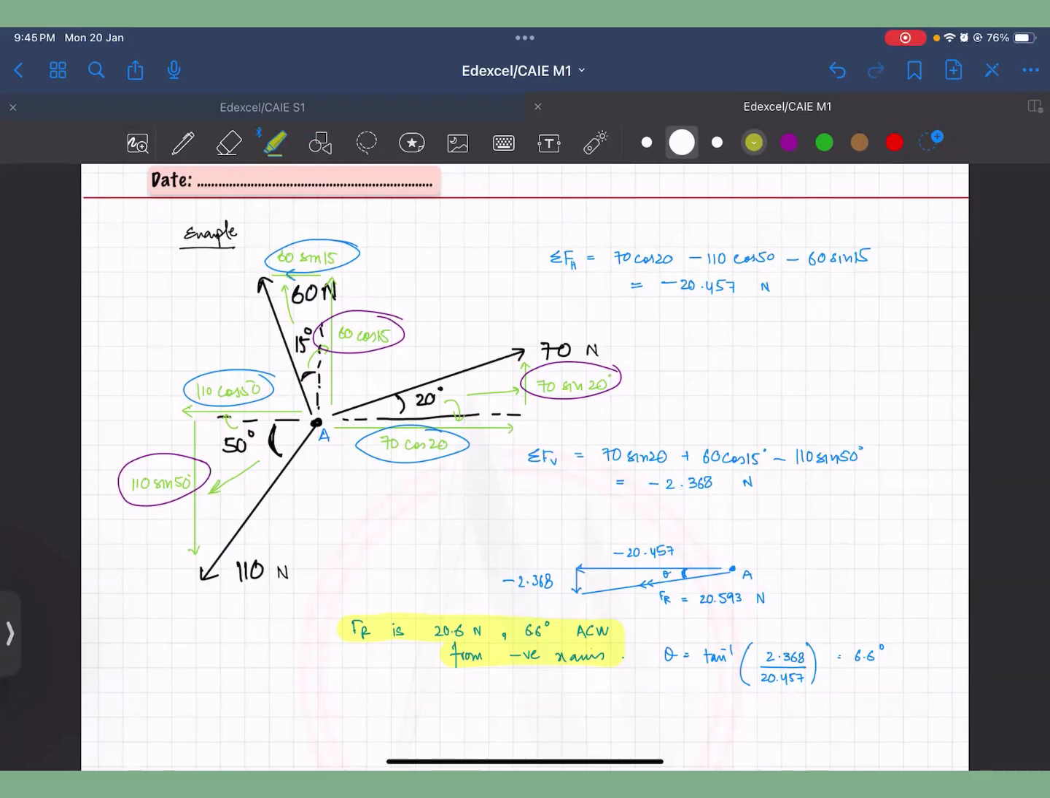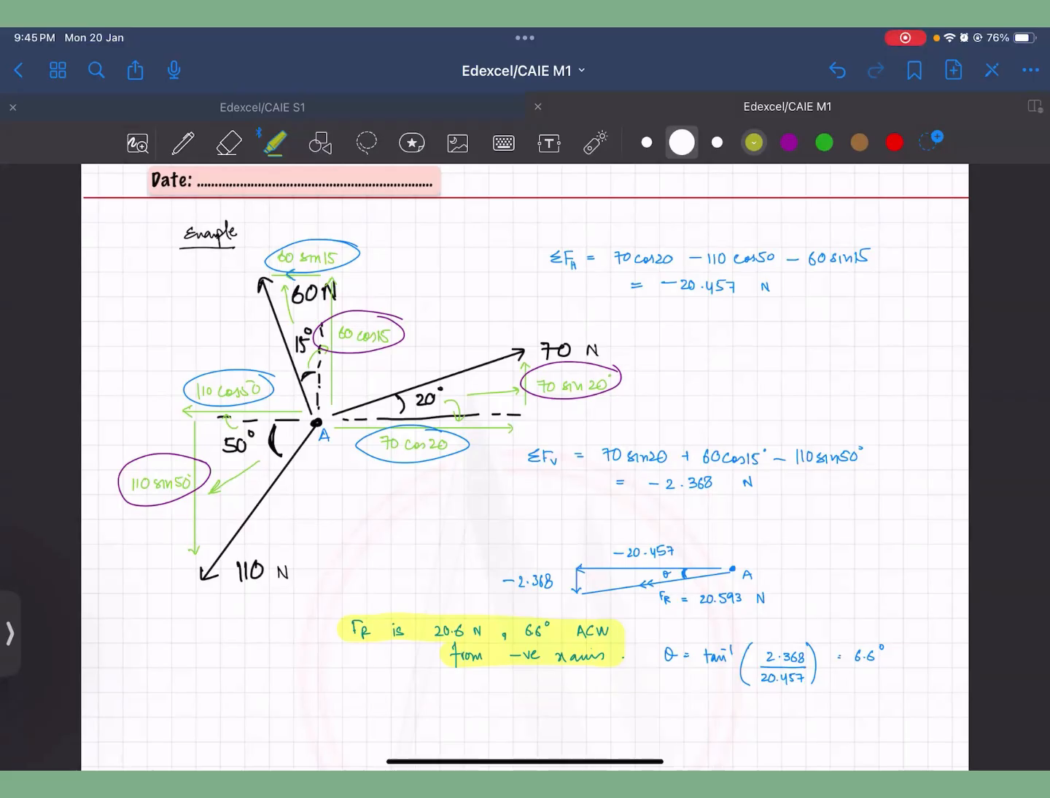Now the question can be as simple as this. Otherwise, the question can be a real-time application as well. For example, just like I told you about the real-time application of the boat. The boat was being pulled by two forces, 1000 Newton and 2000 Newton in different directions, and they were asking for the resultant force on the boat. That is a good example.